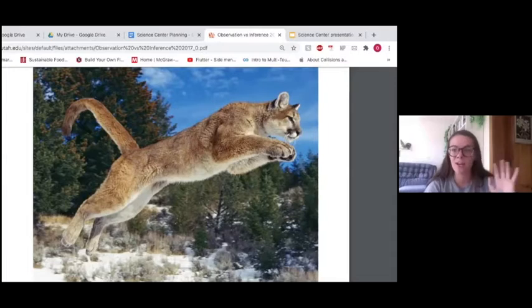So now that we kind of know the difference between observation and inference, Chloe's going to show you some images under the microscope, and we're going to put those skills to the test and see if we can make some observations and inferences on the micro images. Okay. All right. So here is the first.